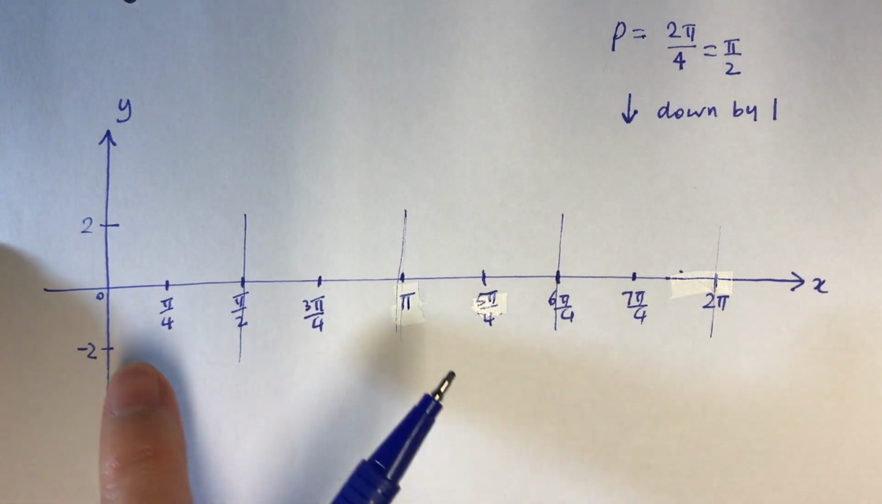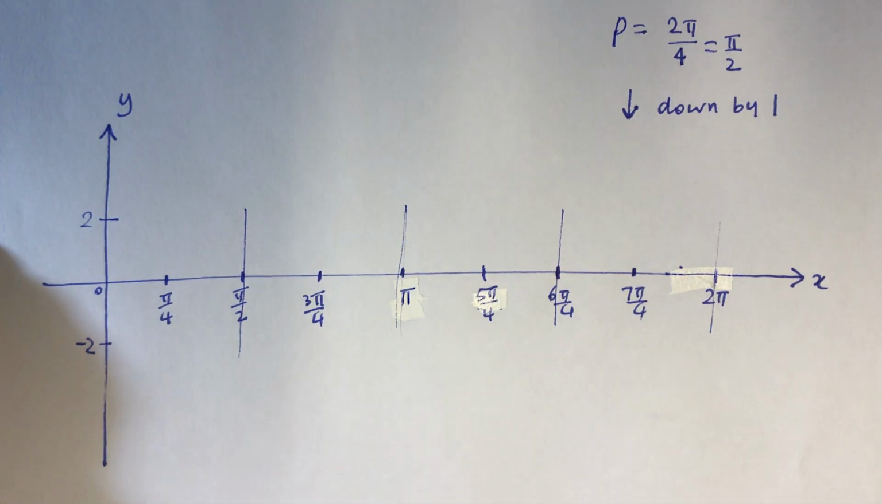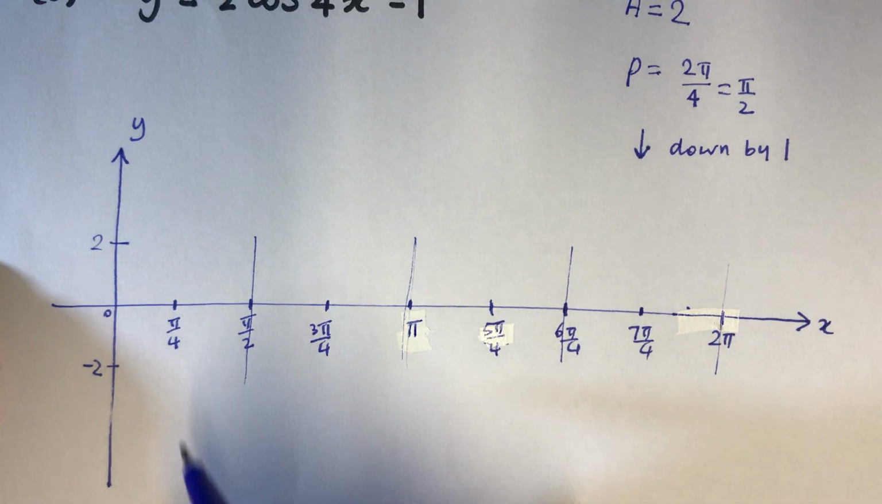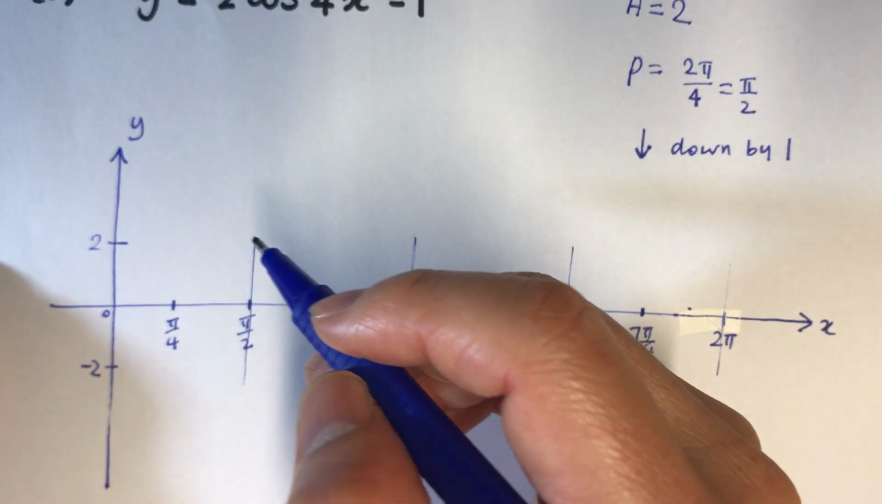So roughly all these should be in pencil. So I'm going to get pattern 1, 2, 3, 4. 4 full patterns of cos. So let's have a look. What I'm going to get will be something like this.